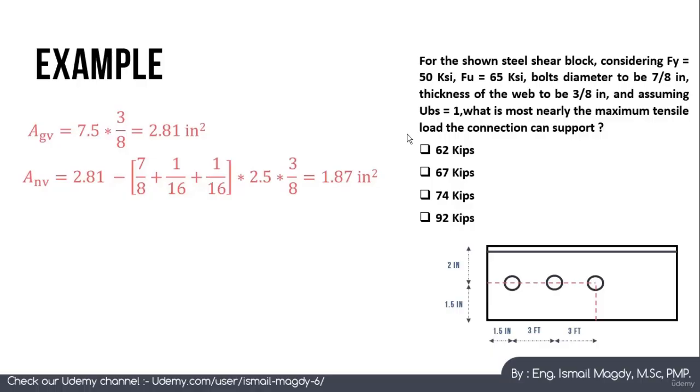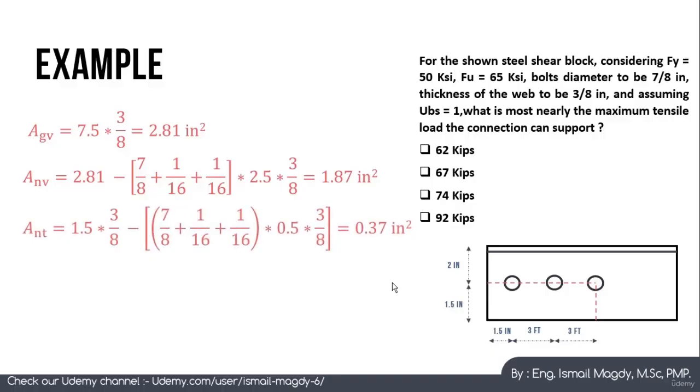After that, we will calculate the net area for tension, which is this area here. So it is going to be 1.5, which is this height, multiplied by 3/8, the thickness of the web, minus 7/8, the diameter of the bolt, plus 1/16 plus 1/16, as we explained, all multiplied by 0.5 because this is a half bolt only, all multiplied by 3/8, the thickness of the web. All of this is going to be 0.37 square inches.